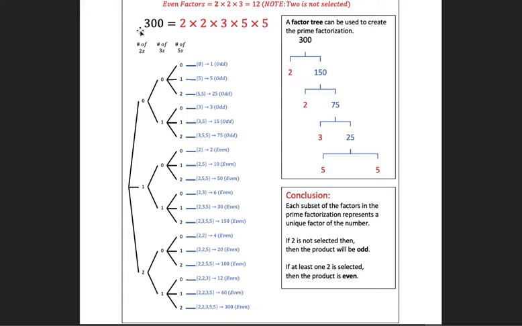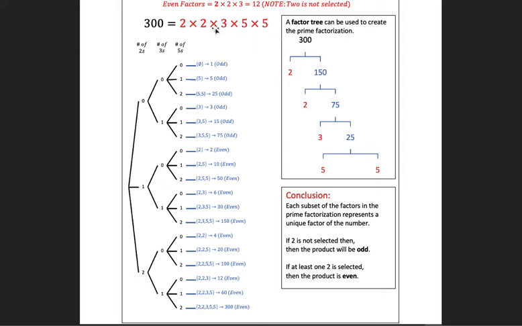So the total number of factors of 300 is 3 times 2 times 3. Because remember, we can select 0, 1, or 2 of these 2s. 0 or 1 of the 3s, that's 2 choices. Or for the 5s, 0, 1, or 2 5s. That product, using the fundamental counting principle, accounts for the total number of subsets.